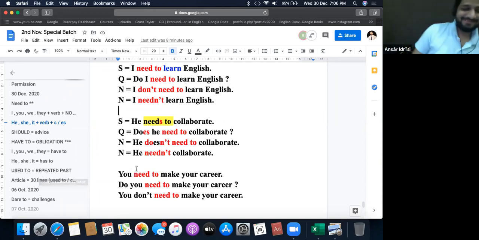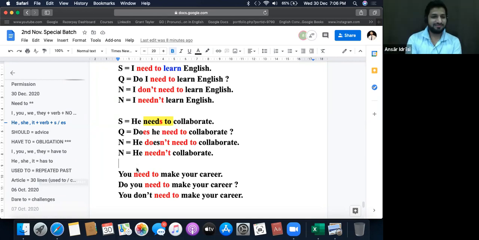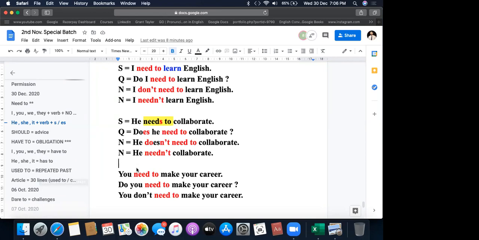Yes, continue. We need to think about improving the communication. Do we need to think about improving the communication? We don't need to think about improving the communication. The last one is wrong. You have to think about improving your communication. Right. Continue. We need to apply for the job. Do we need to apply for the job? We don't need to apply for the job.